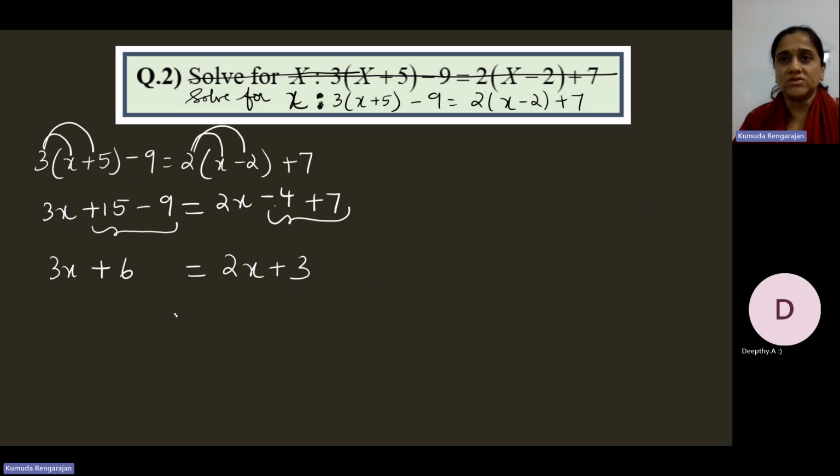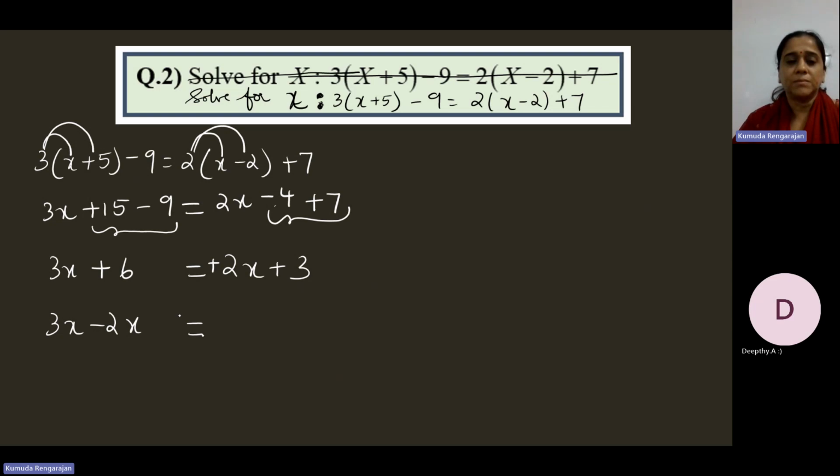2 x terms and 2 constants. Have the x terms on the left hand side and the constants on the right hand side. So write this 3x as it is. 2x from the RHS moves to the LHS. So it's plus 2x. It will become minus 2x. Correct?